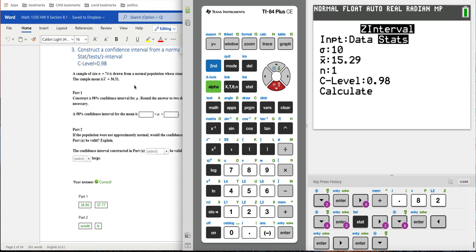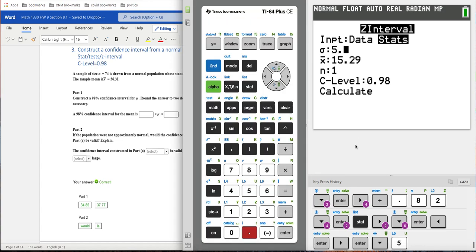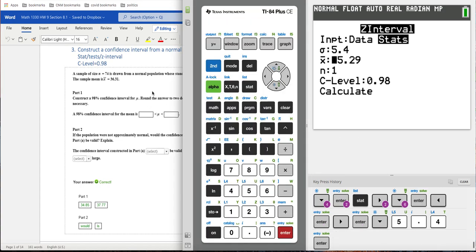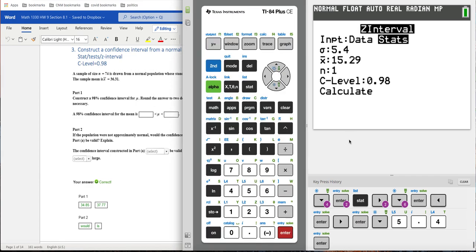And so now we're going to find all the different things to fill in here. So we need the standard deviation, and all this stuff is just going to be given in here. You just have to know where to put them. So standard deviation is 5.4. The mean, sample mean, is 36.31.